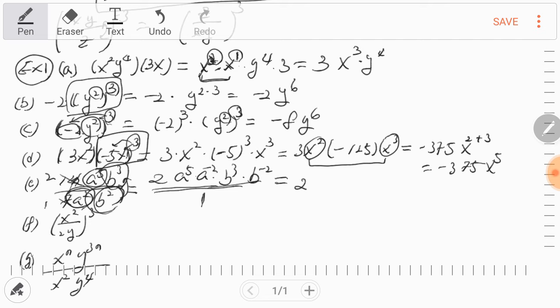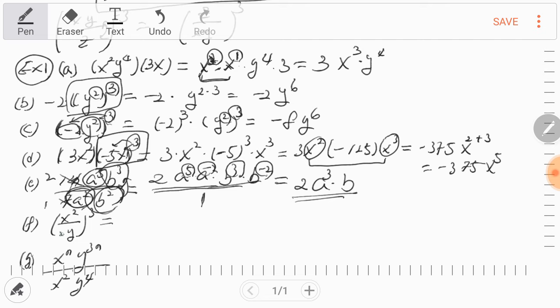So the numerator is 2 times a to the... the exponent of a is 5, add the exponents, so 5 plus -2 is 3, and b to the 3 plus -2, 3 plus -2 is 3 minus 2, so 1. So that's the simplified expression. Okay, let's check the next one.